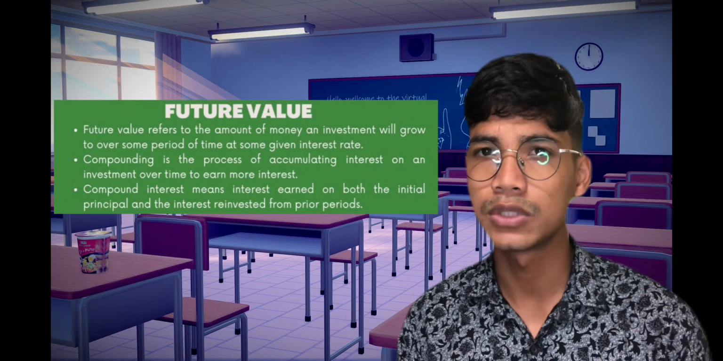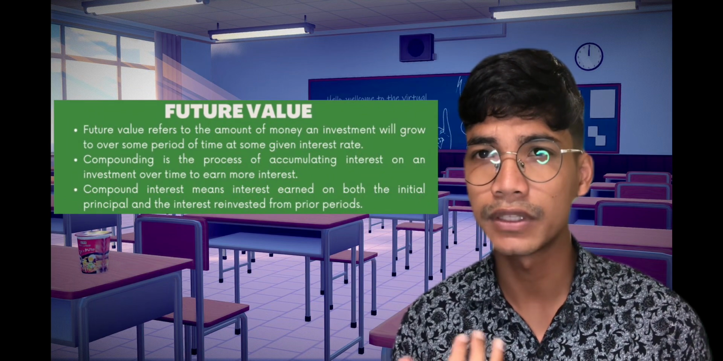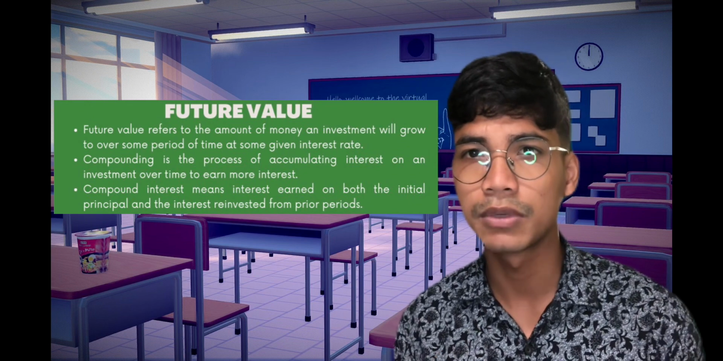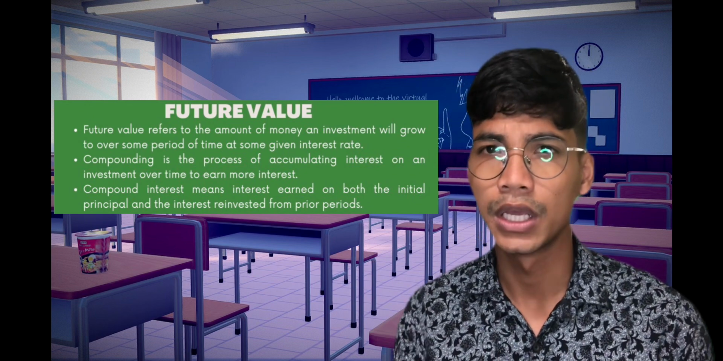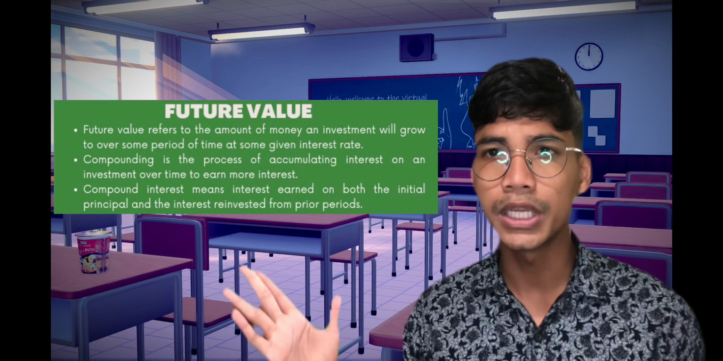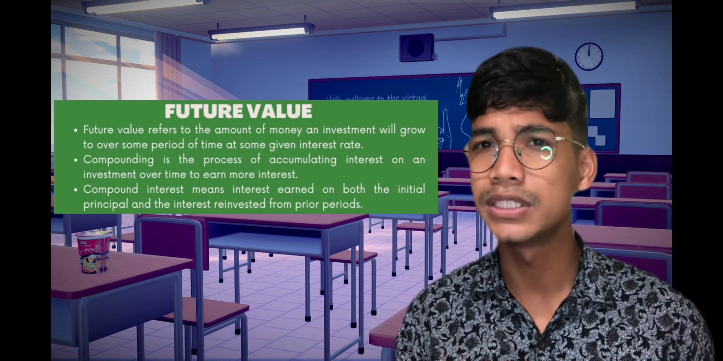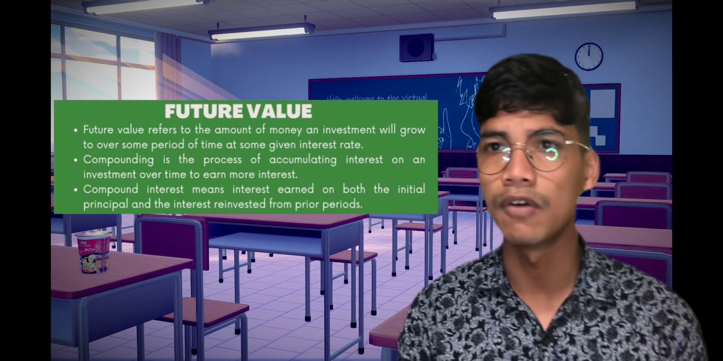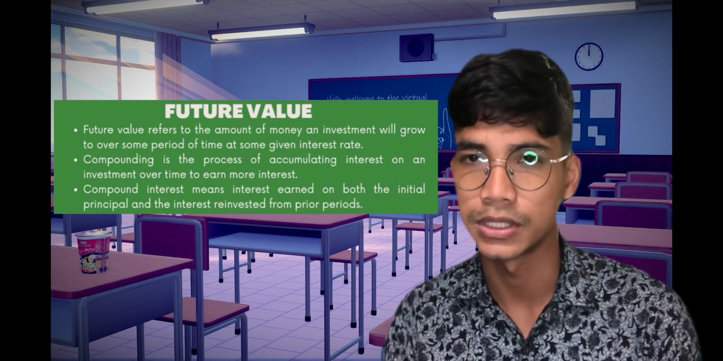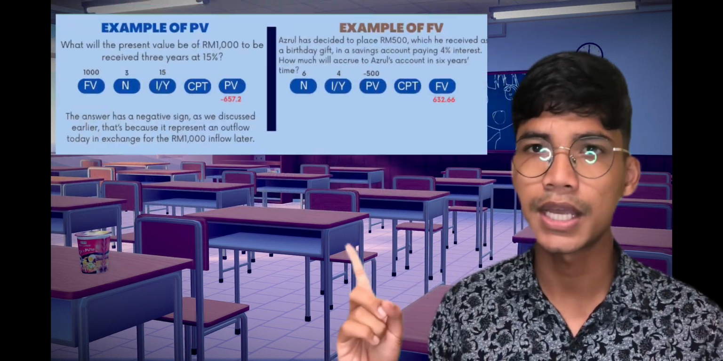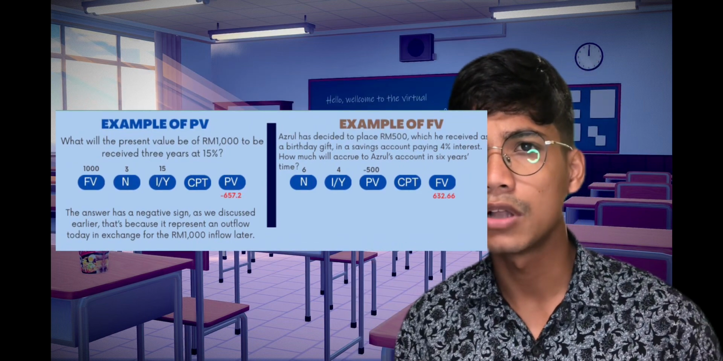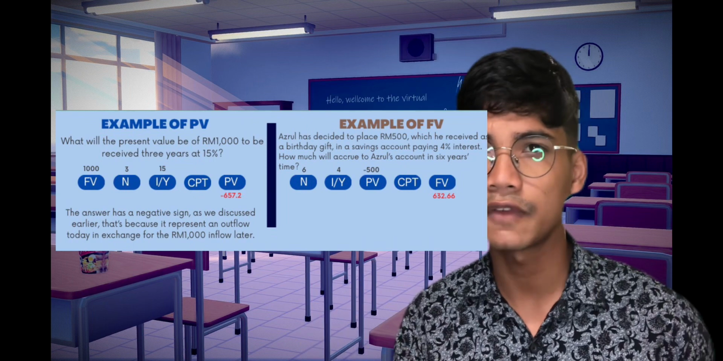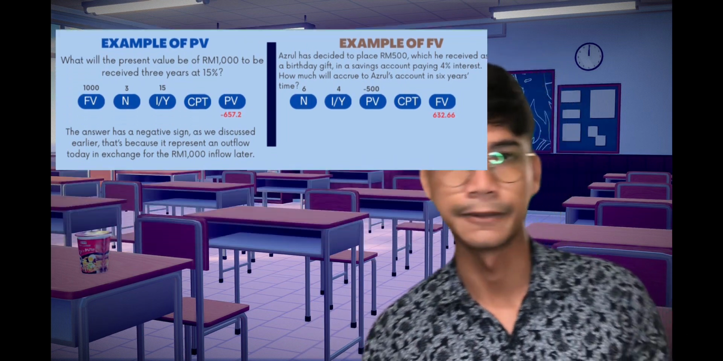Future value refers to the amount of money an investment will grow to over some period of time at some given interest rate. It will grow because of compounding interest. Compounding is the process of accumulating interest on an investment over time to earn more interest. As you can see beside, there are examples of present value and future value equations. You can try it yourself using a financial calculator.